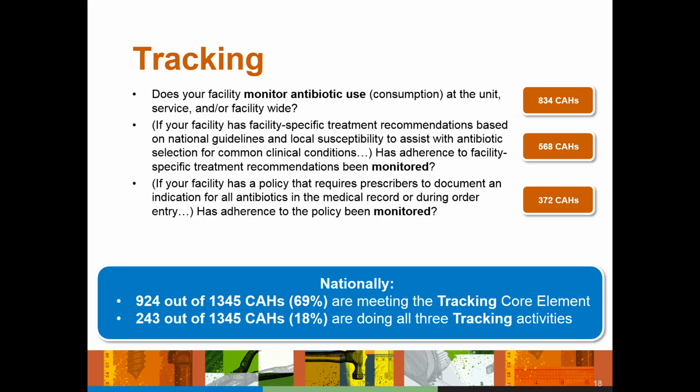So some of these are if that, then this. If in the action area you're not doing those 2 things, you can't be tracking on them. So there's really an order in some cases to how you're able to go about implementing these things. And some of them obviously go together nicely. If you're going to require documentation of indication, are you monitoring it? How are you sharing that information with your providers? So 69% of CAHs nationally are meeting the tracking core element. Only 18% of them are doing all 3 of the tracking activities.